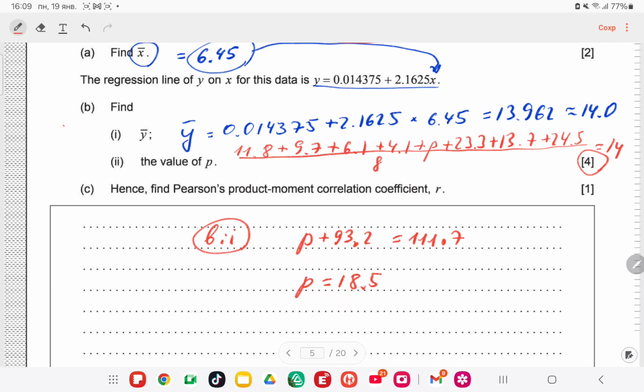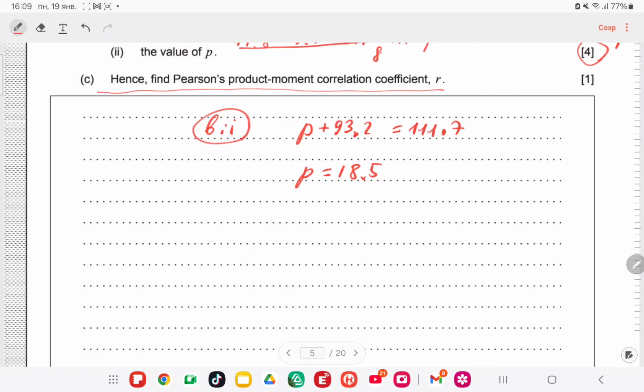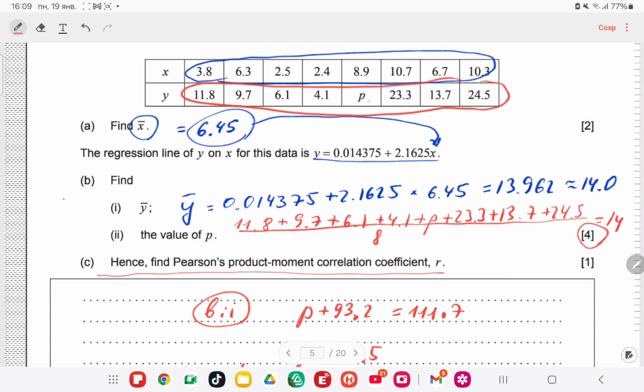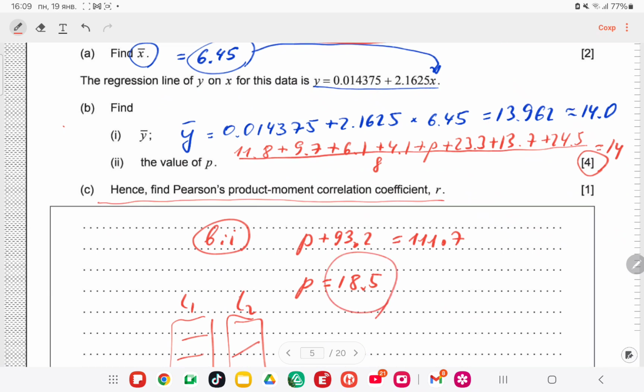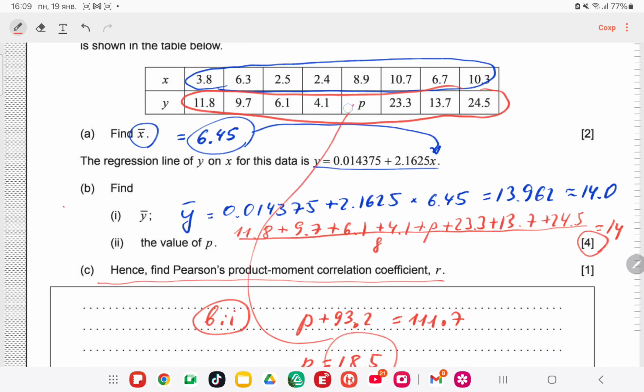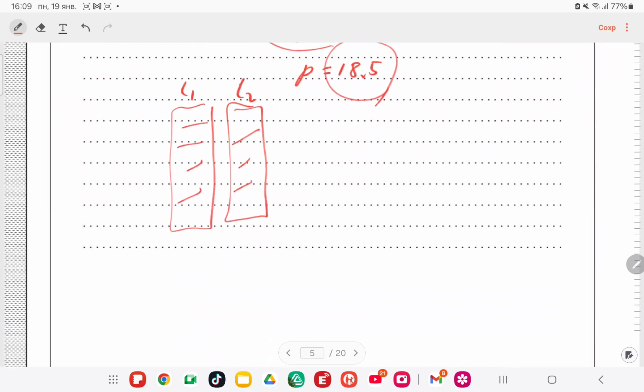Okay, now let's consider part C. Hence, find the Pearson product moment correlation coefficient. So now you can simply type these values in List 1 and List 2 of your calculator. Now P is given, so P is a number. Instead of P, you will use 18.5 here. And now you have List 1 and List 2.